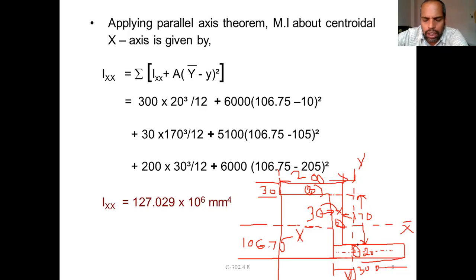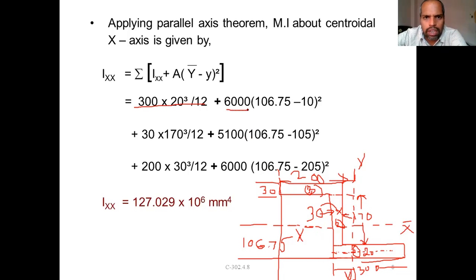The first term is the moment of inertia of the first figure about its centroidal axis, which is nothing but bd cube by 12. Here b is 300 and d is 20, so 300 into 20 cube by 12. That's what it is, bd cube by 12, about its centroidal axis. That's all.